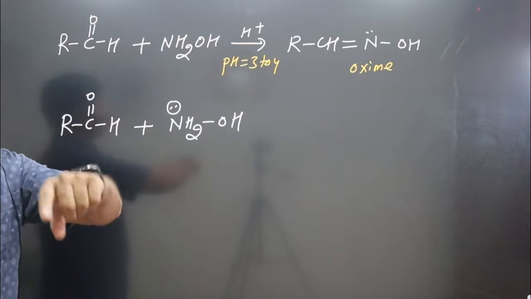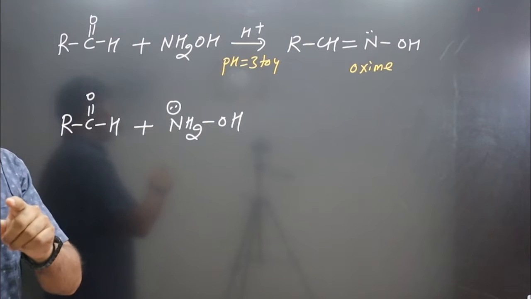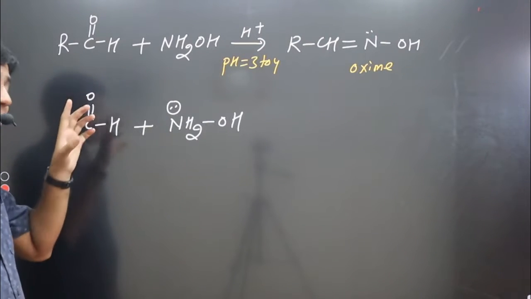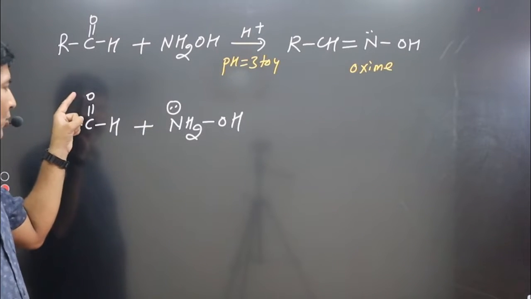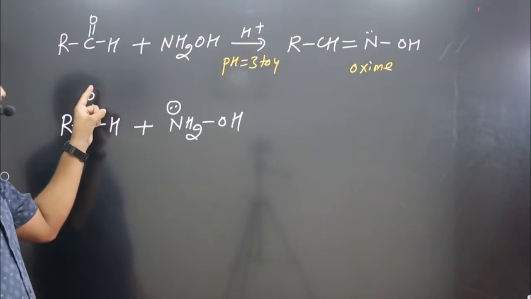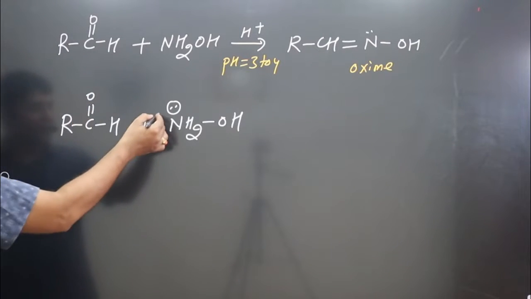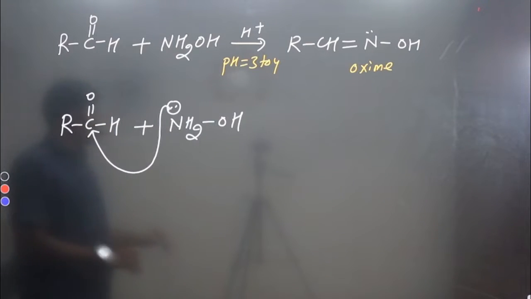In this case, nucleophile will attack the polarized carbon because it carries partial positive charge. Why? Because it is attached to highly electronegative oxygen. Oxygen being more electronegative, it pulls the electron density. As a result, oxygen carries negative charge and carbon carries positive charge. This is the reason this nitrogen supplies electron density to the partial positive carbon.